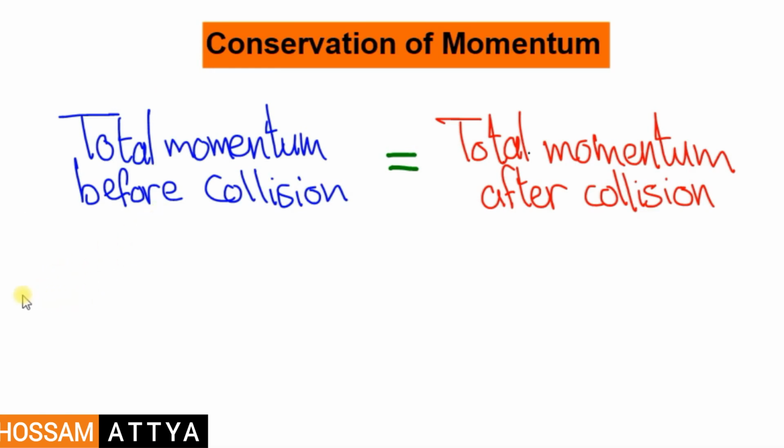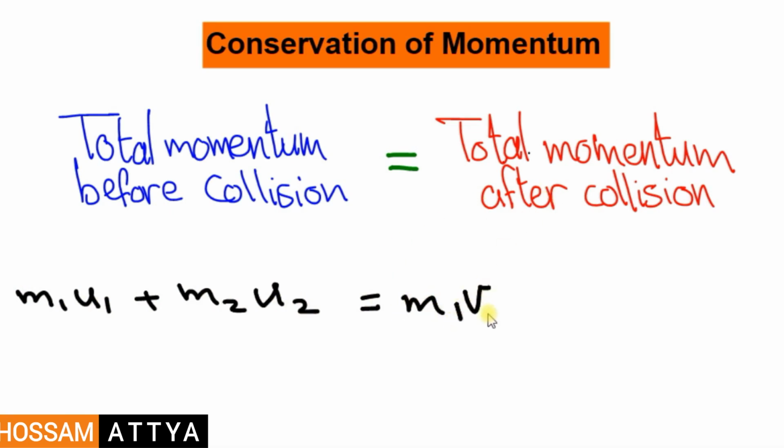So if I want to calculate the total momentum for the first body and the second body before the collision, it's equal to the total momentum after the collision, which is the mass of the first times the velocity of the first plus the mass of the second times the velocity of the second, and we need to consider the directions here for velocities.